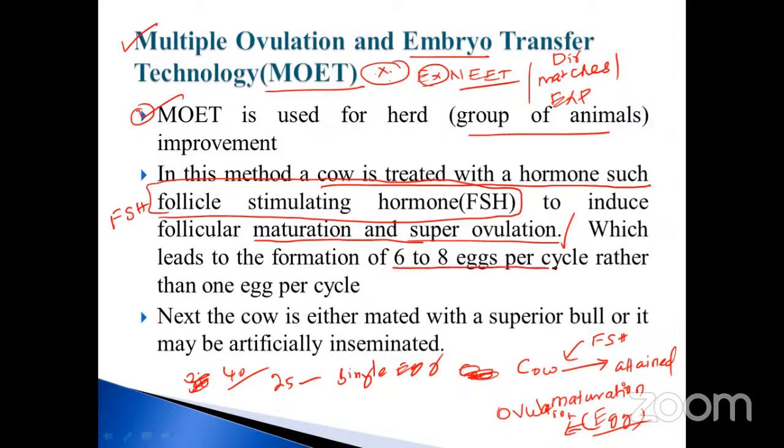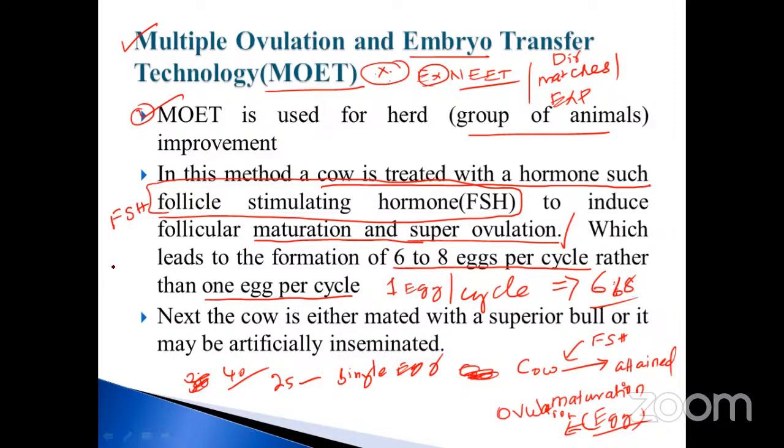See here, 6 to 8 per cycle. How many eggs will we get? 6 to 8 eggs rather than 1 egg per cycle. Normally the cow yields only 1 egg per cycle, just like a human being. Suppose when you are introducing FSH, how much will you get? 6 to 8.